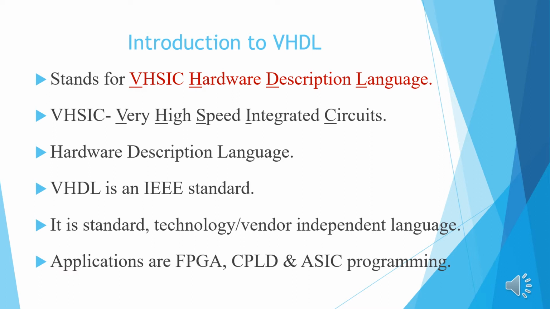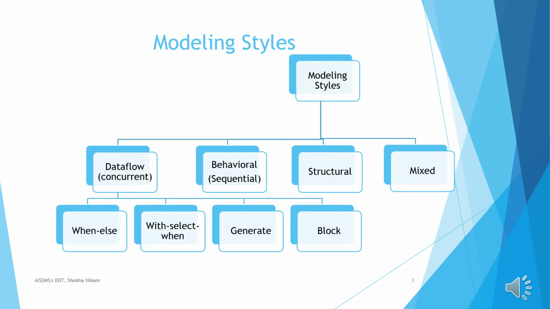It is used for programming of FPGAs, field programmable gate arrays, CPLDs, complex programmable logic devices, and ASICs, application specific integrated circuits. VHDL supports four modeling styles: data flow, behavioral, structural, and mixed. Data flow modeling is sometimes called concurrent modeling, and behavioral modeling is sometimes called sequential modeling. In data flow modeling, generally when else, with select when, generate, and block statements are used.